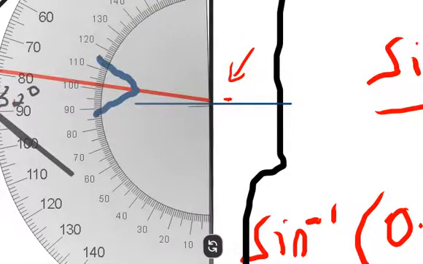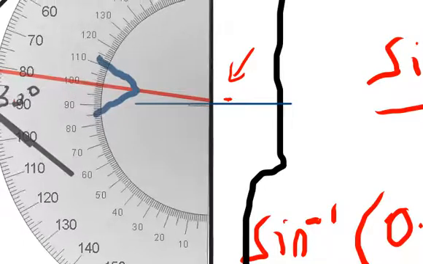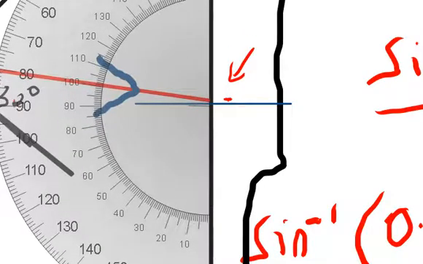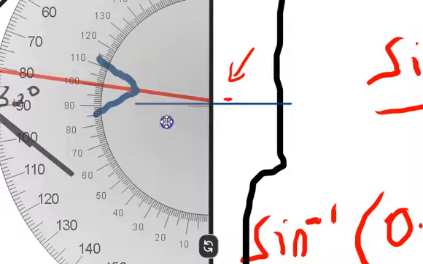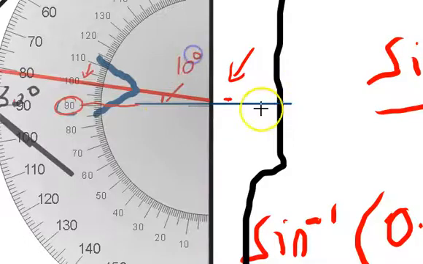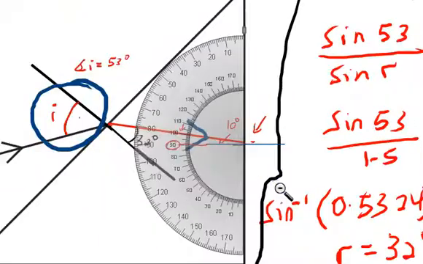Make it parallel to the lines. As you can see here, this is 90. This part is 90 degrees, and here it goes to 100. Which means the angle here is about 10 degrees. Okay, so let me zoom out.